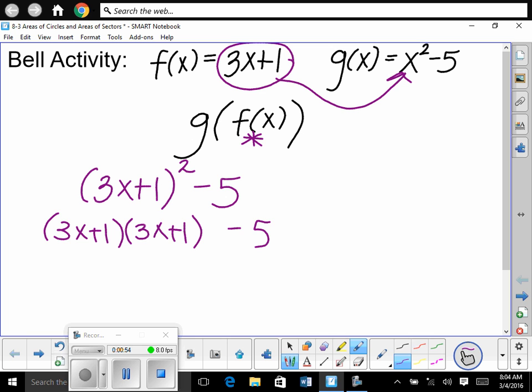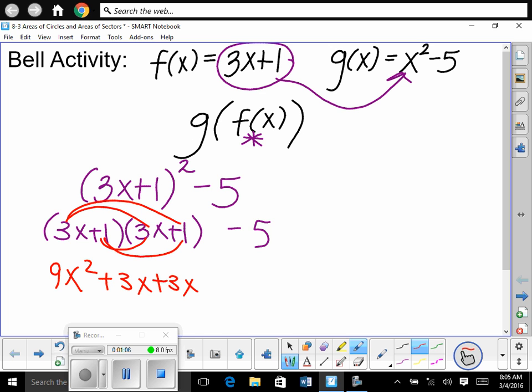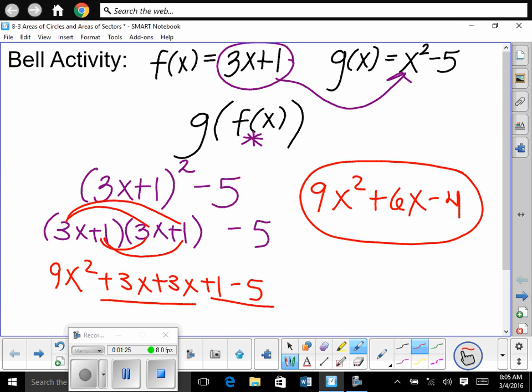So then we would double distribute. 3x times 3x is 9x squared, 3x times positive 1 is plus 3x, 1 times 3x is plus 3x, and 1 times 1 is positive 1. Then we don't forget our minus 5. Combining all like terms, we have 9x squared, no other x squared, plus 6x, and then negative 5 plus 1 is negative 4, right? Minus 4. There's our final answer. Questions on that? How many got it right? Yeah, you guys are awesome.